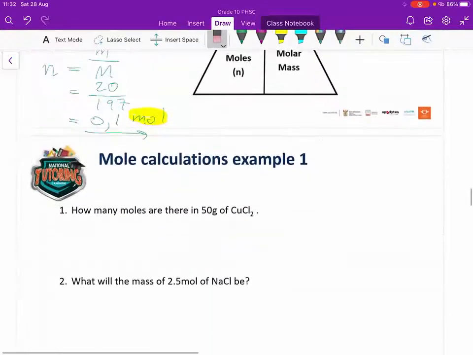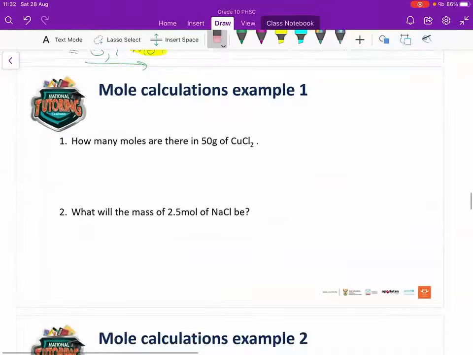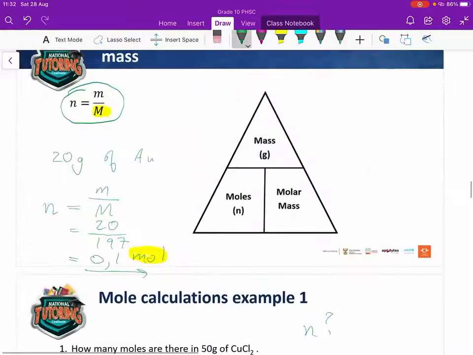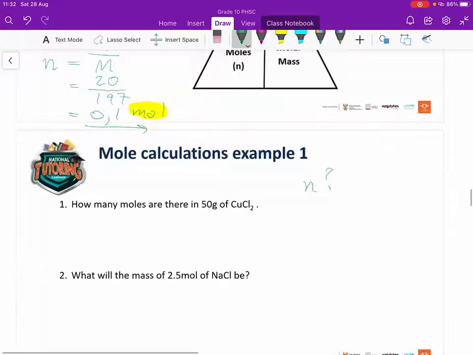So here is an example. How many moles are there in 50 grams of copper chloride, CuCl2? They are asking us to work out n, the number of moles. Referring back to this formula, I always find it helpful to write down your formula: n is equal to m divided by M.